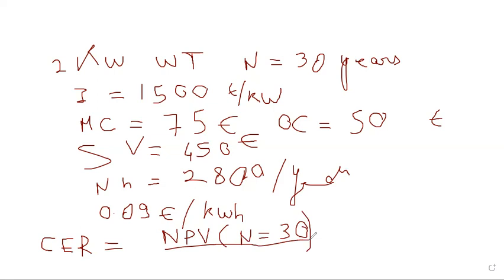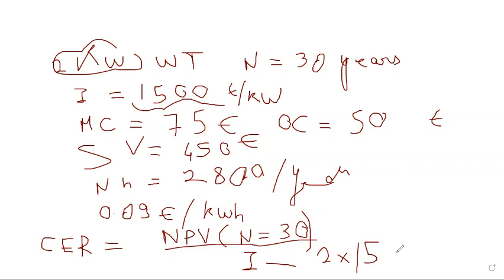the investment. How to calculate the investment? The investment is 1,500 euros per kilowatt, and our wind turbine is 2 kilowatts. So all we have to do is multiply by 2. So I is equal to 2 times 1,500. Now, we still have to calculate the NPV at year 30.